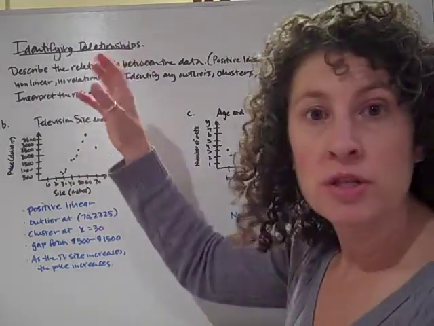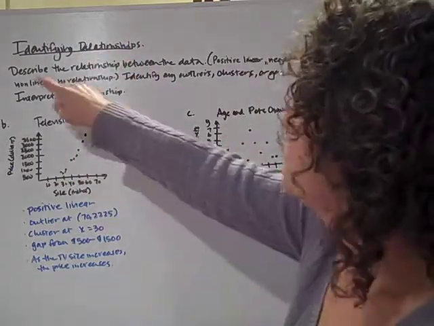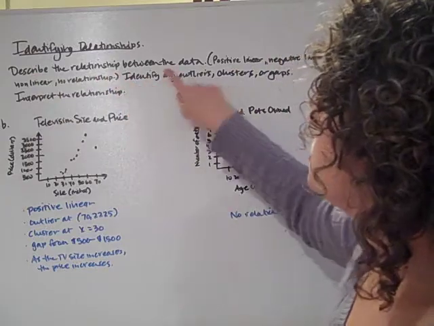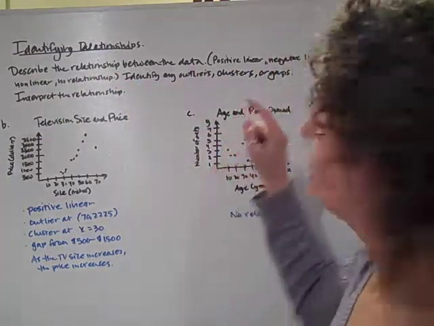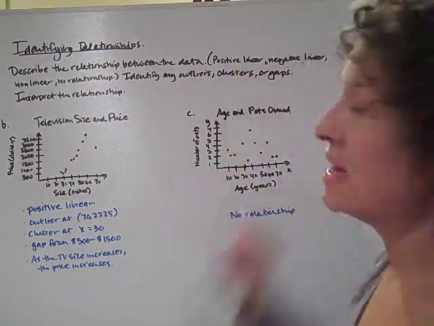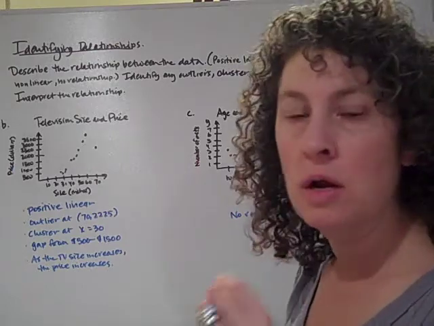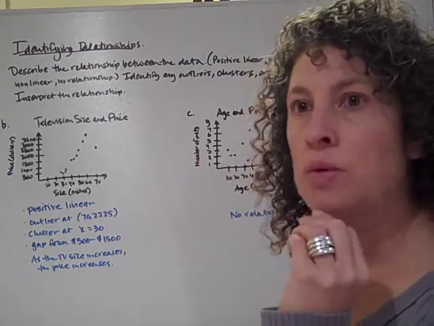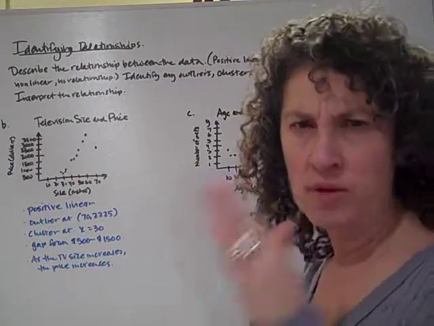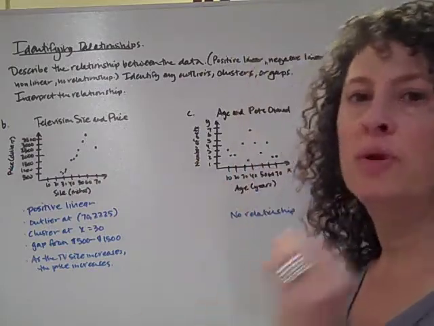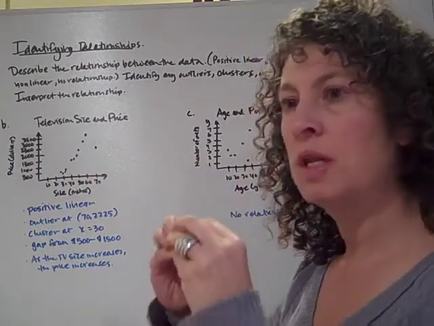So there are certain things we can tell about the relationship between data. So what we're going to do is describe the relationship between the data. And how we're going to describe that? Positive linear or negative linear. So we've looked at linear relationships. And when we think about linear, we think very much a line, but it doesn't necessarily have to be a perfect line. We just want to look at it like there's a flow to it.